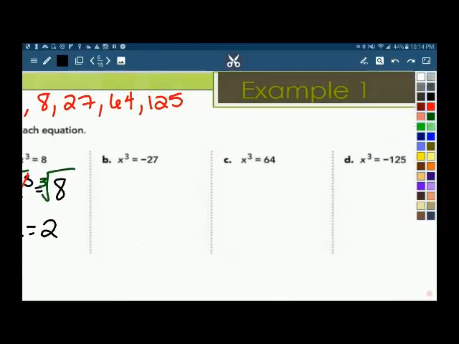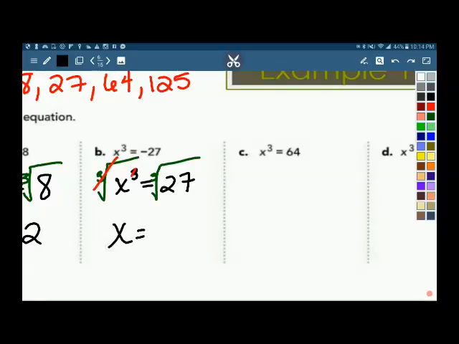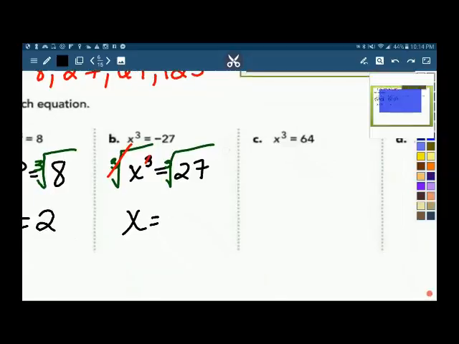Moving on to the next one, same deal. I'm going to rewrite the equation. X is just being cubed, so I need to cube root each side to undo the cube and the cube root, leaving x all by itself. And the cube root of 27, again, looking up to our list, 3 cubed was 27, so the cube root of 27 is 3.